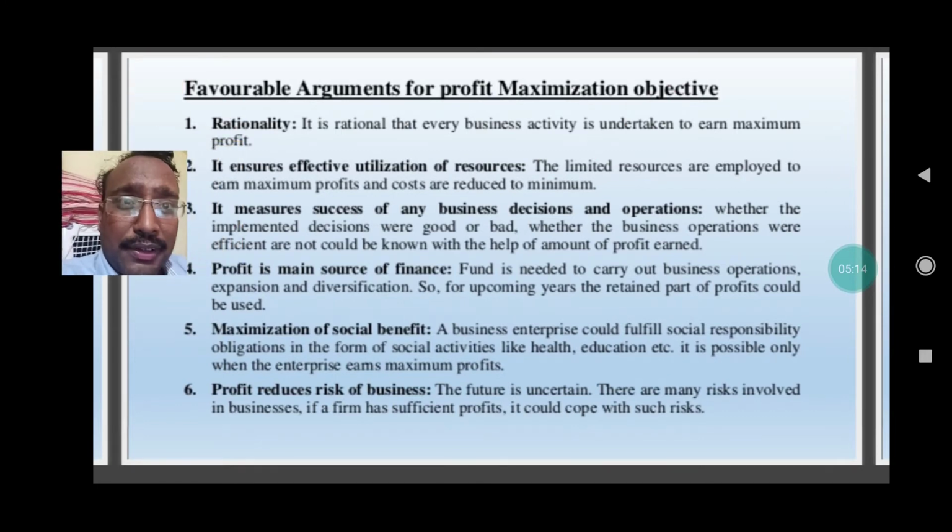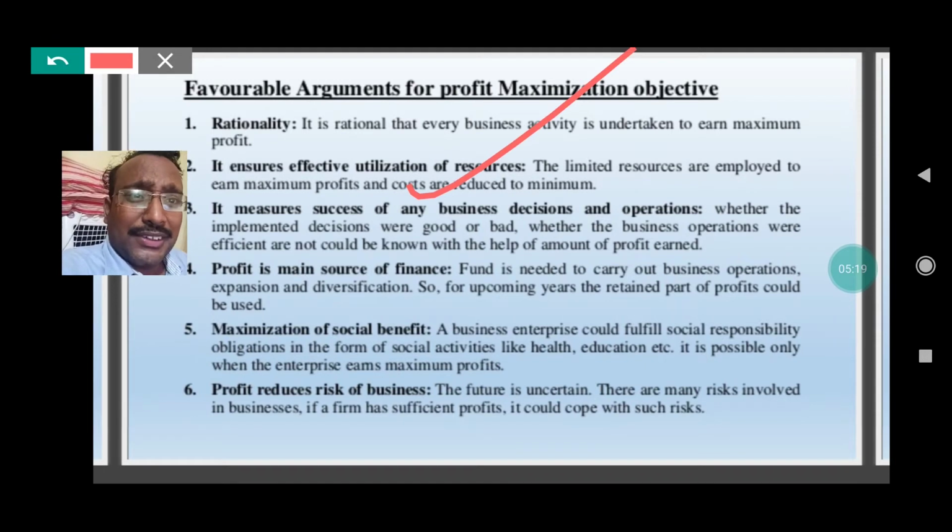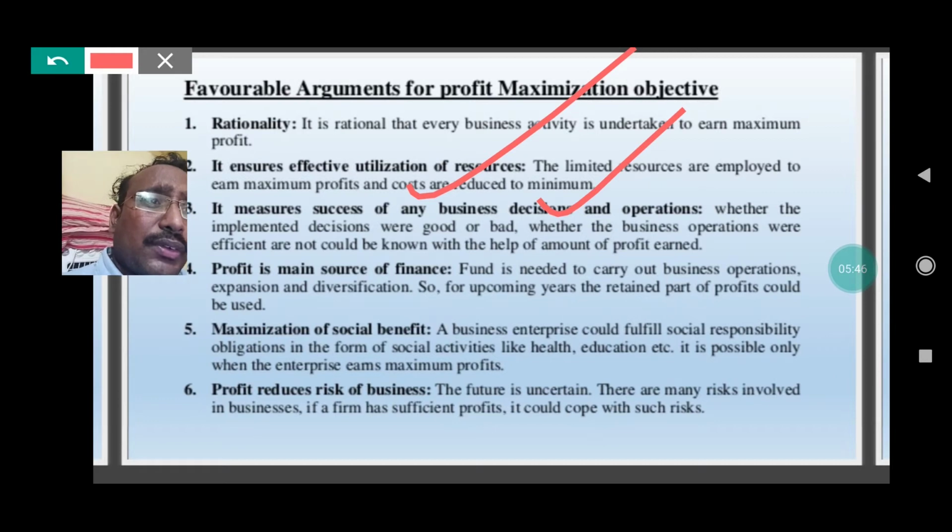ಸೊ ಲಾಭಾಂಶದ ಪ್ರಮಾಣ ಹೆಚ್ಚಾಗುತ್ತೆ. ಆ್ಯಂಡ್ ದ ಥರ್ಡ್ ಇಂಪಾರ್ಟೆಂಟ್ ಅಡ್ವಾಂಟೇಜ್ ಈಸ್ it measures the success of any business decisions and operations. Now the success of a business purely depends upon the position of the firm, whether the firm's position is good or bad, whether the firm is in a profitable situation or not. So that is the deciding factor for the firm ಅಂತ ಕರಿತೀವಿ ನಾವು. Whether the decision is good or bad, whether the business is efficient or not, the amount of profit is very important ಅಂತ ನಾವಲ್ಲಿ ಹೇಳ್ತೀವಿ.